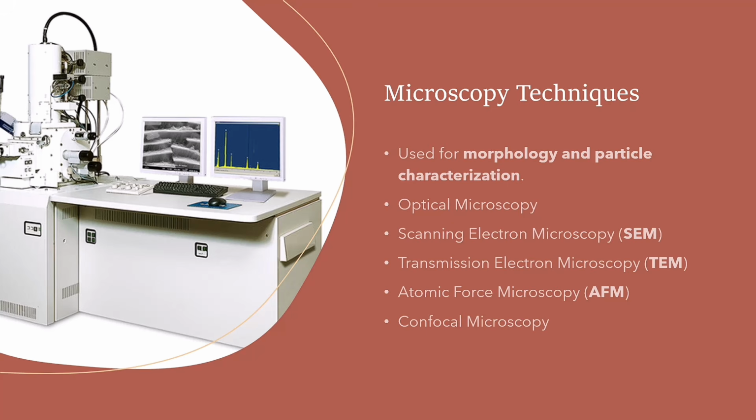Microscopy techniques. Microscopy is used for morphology and particle characterization. The principle involves magnification using light or electrons. In working, the sample interacts with the light or electron beams to form an image. Mechanism varies: SEM scans the surface, TEM shows the internal structure, and AFM maps the surface at nanoscale.